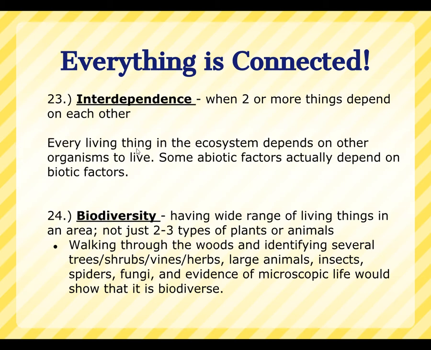Keep reading. It says every living thing in an ecosystem depends on other organisms to live. Some abiotic factors actually depend on biotic factors. So in the ecosystem, we talk about ecology. Ecology is how things have relationships with each other, where they depend on each other. So populations of one species depend on several populations of other species, and it doesn't even have to be for things that you eat. We rely on things to help us breathe.